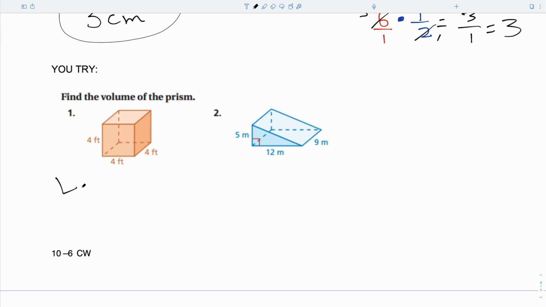If you don't have this formula on your paper, write it right now. V equals area of base times the height. V equals area of the base as a capital B times the height.